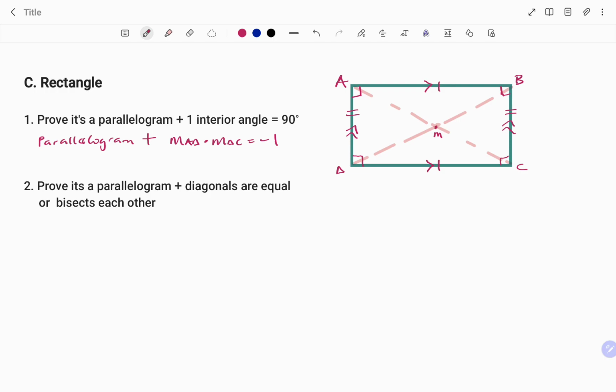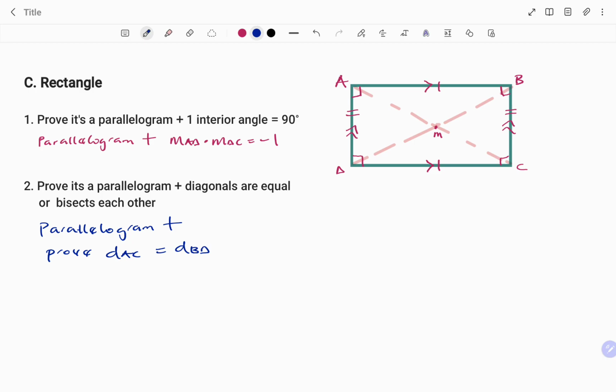For the second option, you can show or prove that it's a parallelogram plus the diagonals are equal or they bisect each other. So what that means is, if you prove that it's a parallelogram using all the options mentioned, then you can add that the diagonals are equal. And what that means is you need to prove that the distance AC is equal to the distance BD. And also note that the diagonals also bisect each other.